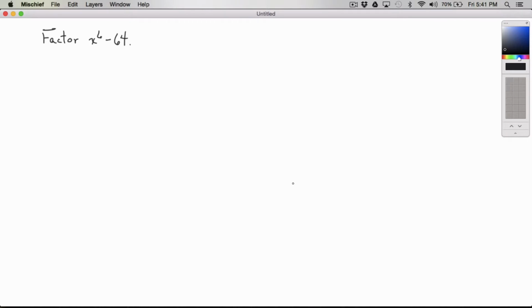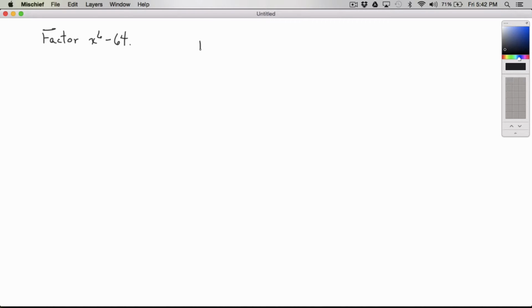Hi, this is Tom, and in this episode, I'm going to factor for you x cubed minus 64. Now, the challenge in this problem is that x cubed minus 64 can be written as either a difference of squares or a difference of cubes. We're going to take a look at both.